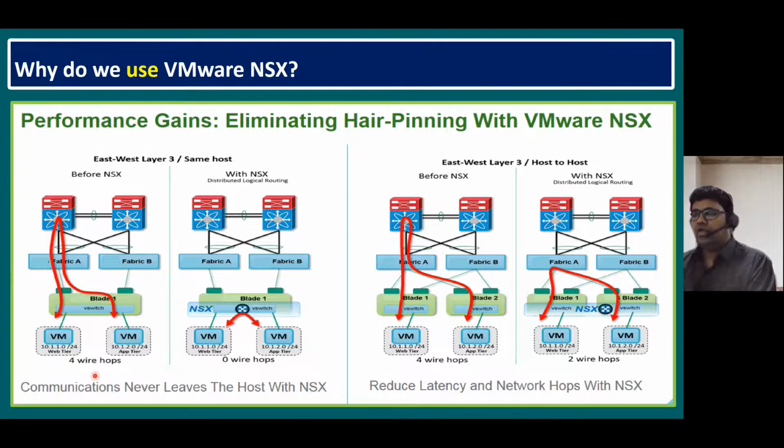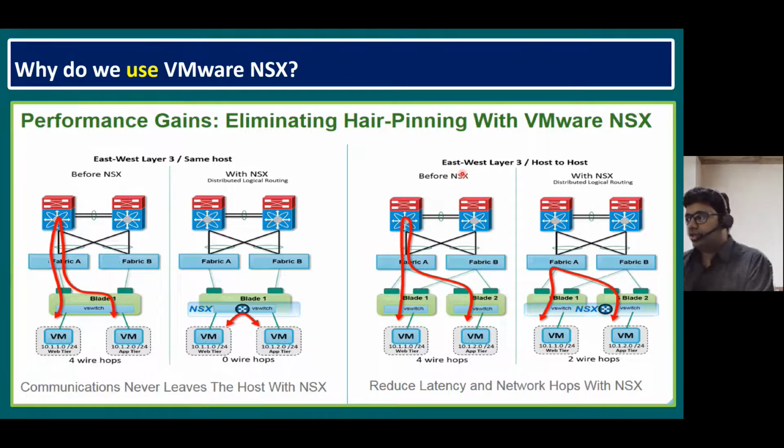One VM to another VM communication, there is so much difference. Four wire hops. Can you imagine 400 VMs? 400 VMs means 4 into 4, it's almost 800 wire hops added in the before NSX traffic. Traffic will be established, but with NSX, there is not much traffic compared to the before NSX scenario. So that's the reason we mentioned that communication never leaves the host with NSX. That is the importance of scenario 1.